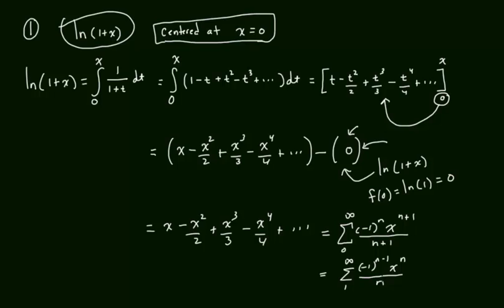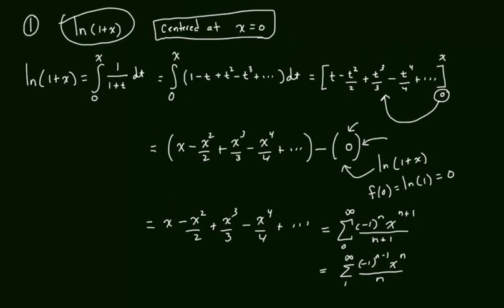Now I've written a power series for the natural log of 1 plus x centered at 0, but it's not complete until I give the interval of convergence. If you recall, when I take the integral of a power series, I may gain points of convergence. If I take a derivative, I can't gain, I could possibly lose points of convergence.